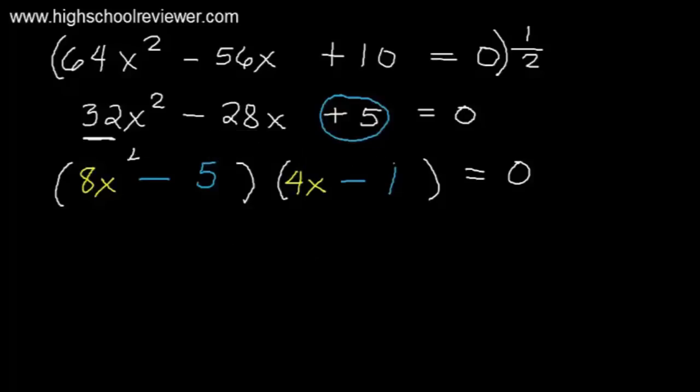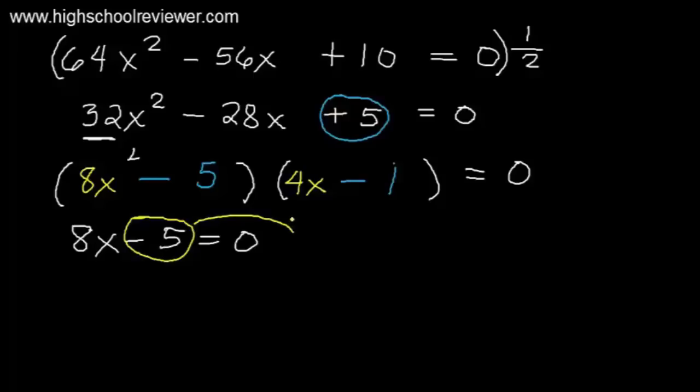Okay, so let us now solve for the value of x. So we have here 8x minus 5 equals 0. To solve for the value of x, first we need to transpose negative 5 to the other side. What will be left on the left side will only be positive 8x. And if we transpose negative 5, this will change sign. This will become positive 5.